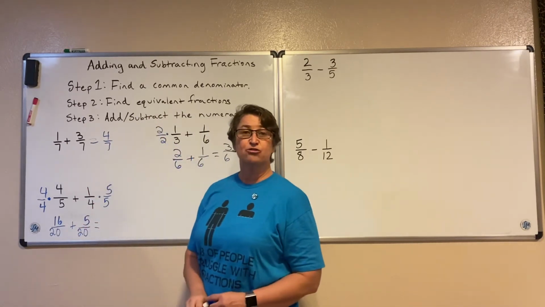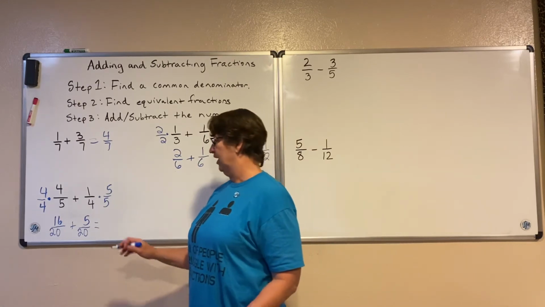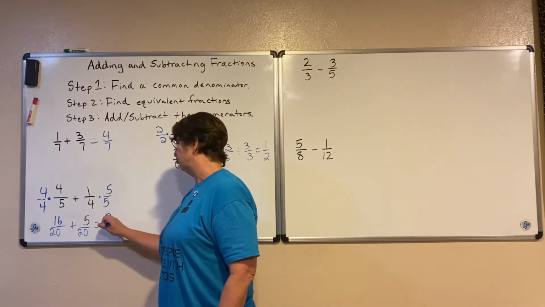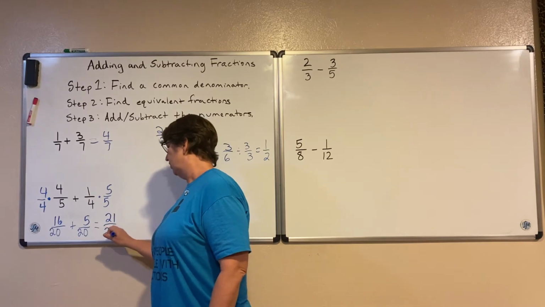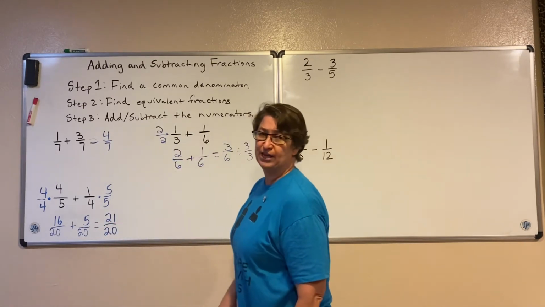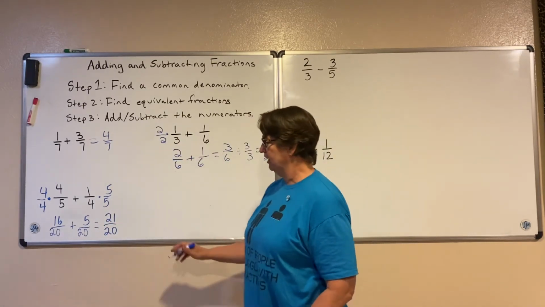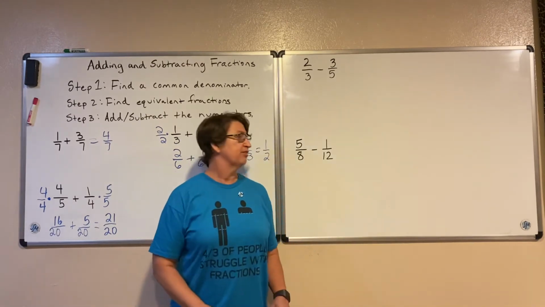Once their denominators are the same, I can add the numerators. So 16 plus 5 is 21 20ths. That's more than one whole thing. 4/5 plus 1/4 is equal to 1 and 1/20.